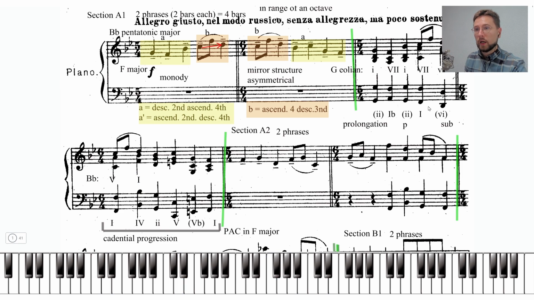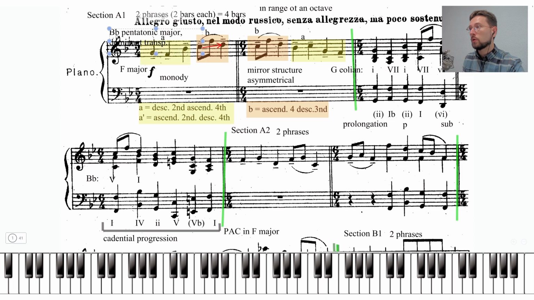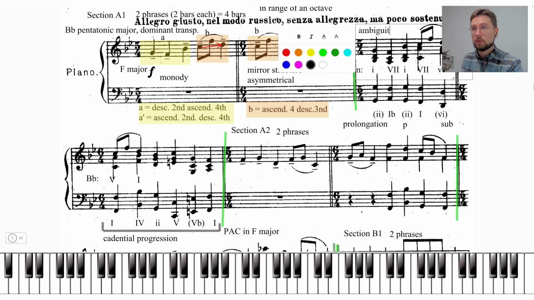So clearly, by avoiding the functional harmony at the beginning and starting in this inversion, which is a transposition, this is the dominant transposition. What Mussorgsky achieves is this sort of folkloric, traditional folk music sound. And it's also creating a lot of harmonic ambiguity.